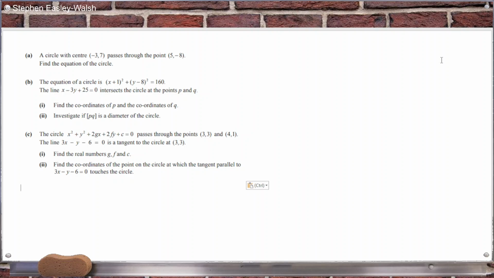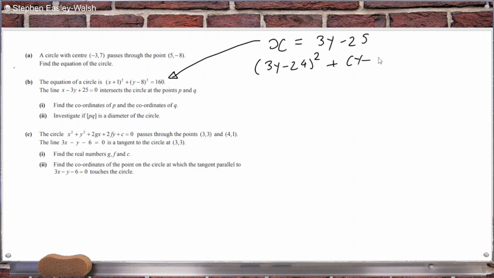The equation of that circle and that line intersect at P and Q. Find where they meet. So this is a simultaneous, and this question is begging you to take x as 3y minus 25 and to sub that in here. So x plus 1 would be 3y minus 24 squared plus y minus 8 squared equals 160.